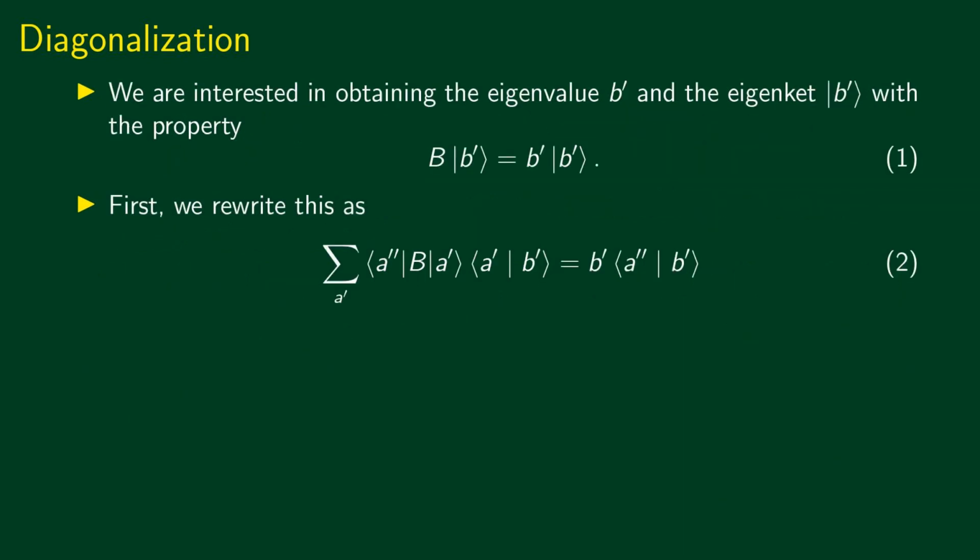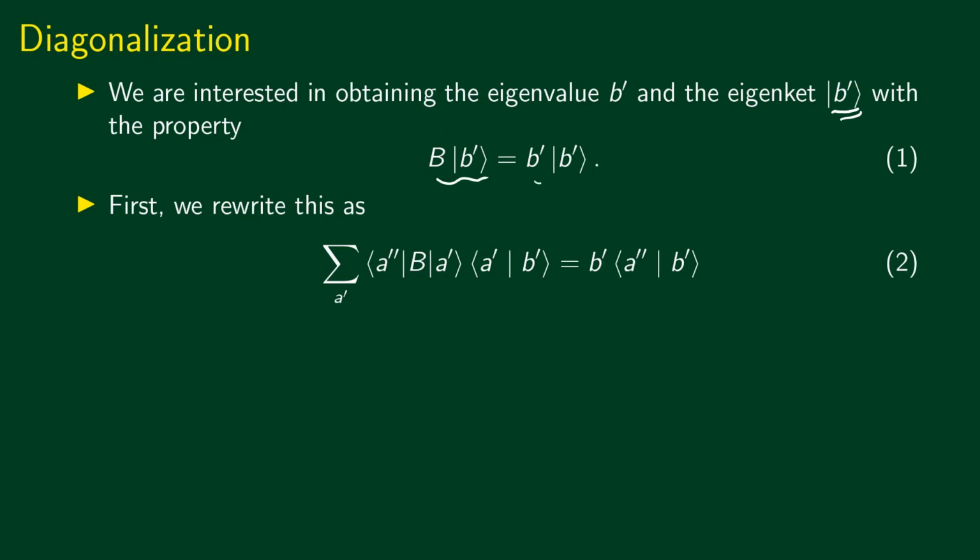We are interested in obtaining the eigenvalue b prime and the eigenket |b prime> with the property that B acting on |b prime> gives b prime multiplied by |b prime>. That is, when the operator acts on the eigenket, you get a number multiplied by the same eigenket. This is how we define an eigenvalue equation. Let's write this in matrix form.